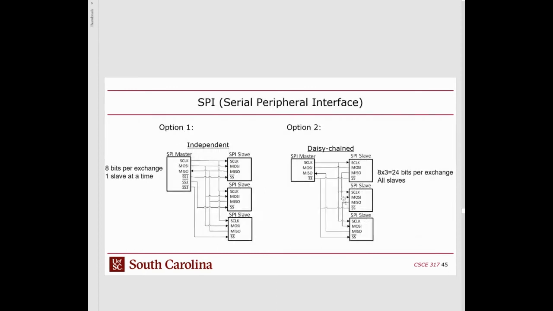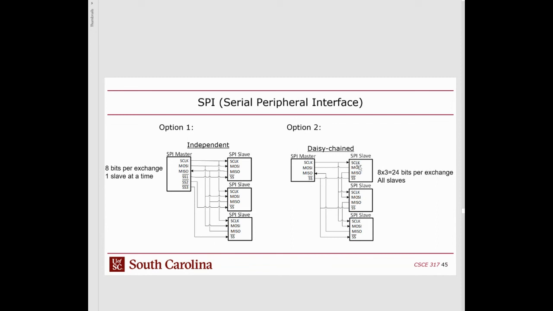So here's a picture of these two options. Option one is basically the MOSI and the SCLK are fanned out. They just connect the master to all the slaves. And then you have individual slave selects for each individual slave. That allows the master to talk to one slave at a time.